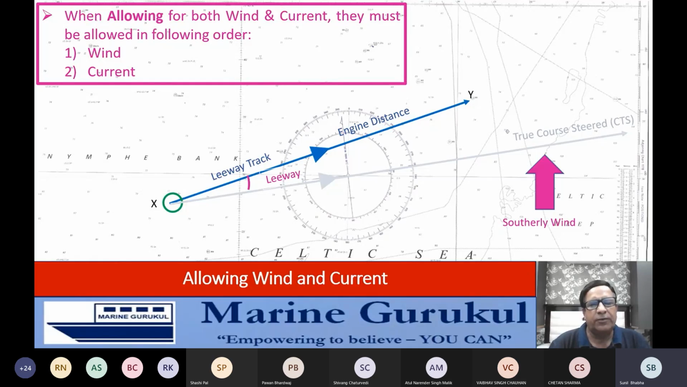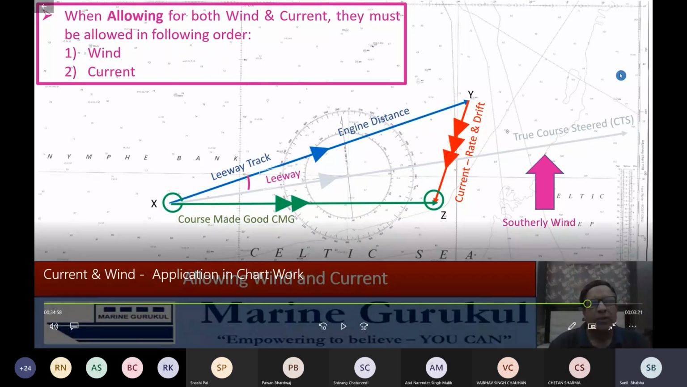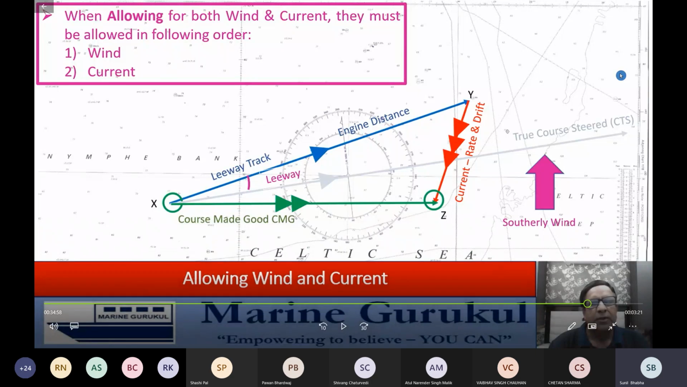When we allow for current, we have already learned that current will be drawn at point Y, and the drift of this current shall be for the same interval for which the engine distance was taken, and that brings us to point Z. Point Z is the position of the vessel. X to Z becomes the course made good and distance made good track, and it's represented by 2 arrows. So this is allowing for the wind and the current.